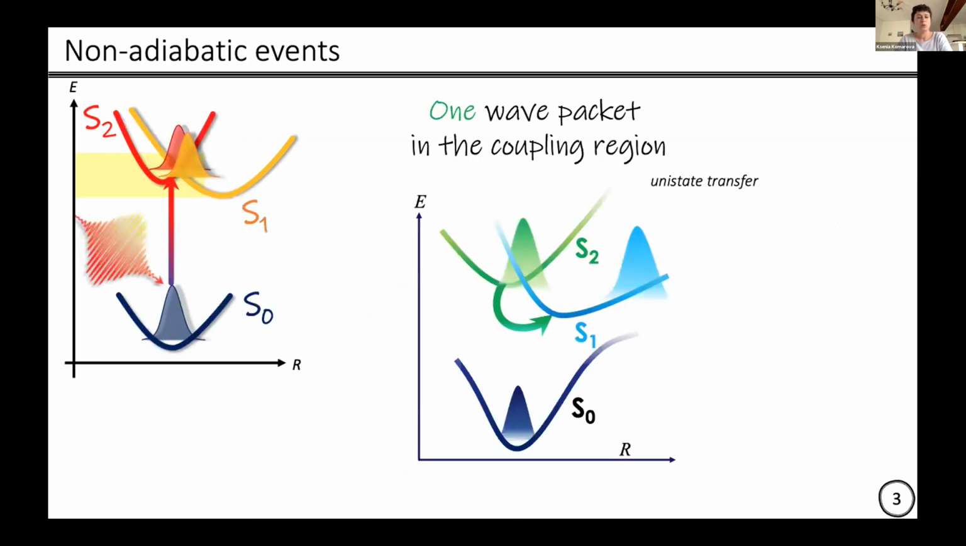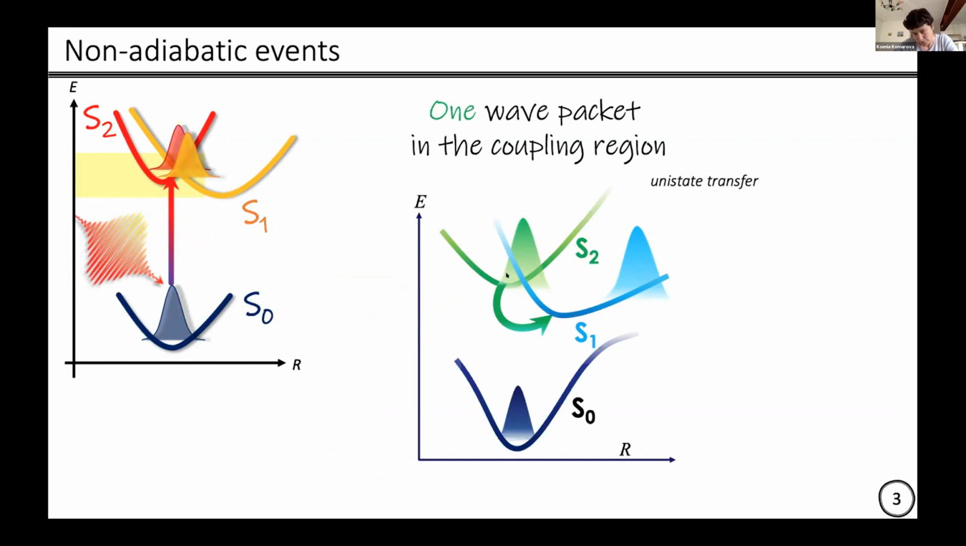And when talking about non-adiabatic events, to simplify the picture, let's classify first. So what kind of non-adiabatic events can we have in this situation? Let's say we excite these two wave packets. Then one wave packet goes out to its outer turning point, and the S2 wave packet comes to the coupling region.